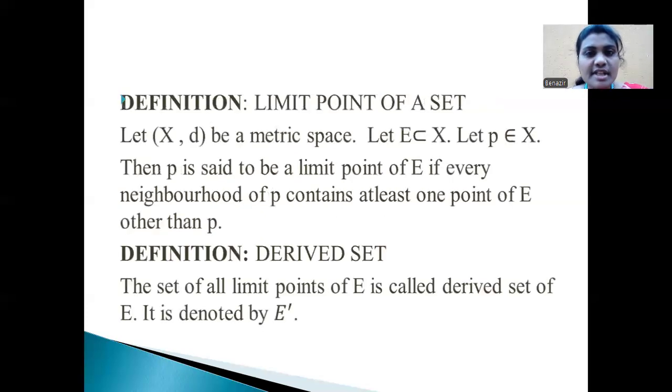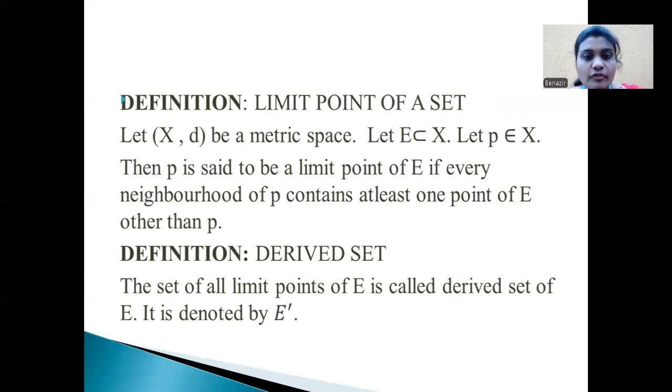Now the next definition is the limit point of a set. Let (X, d) be a metric space. Let E be a subset of X. Let P belong to X. Then P is said to be a limit point of E if every neighborhood of P contains at least one point of E other than P.